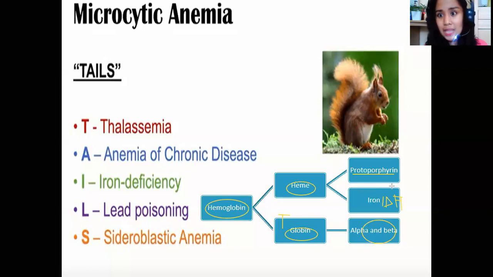So it traps the iron, hence it cannot bind to your protoporphyrin 9. So, class, the microcytic anemias are anemia of chronic disease, iron deficiency, lead poisoning, and sideroblastic anemia. Basically, there's something wrong with iron.